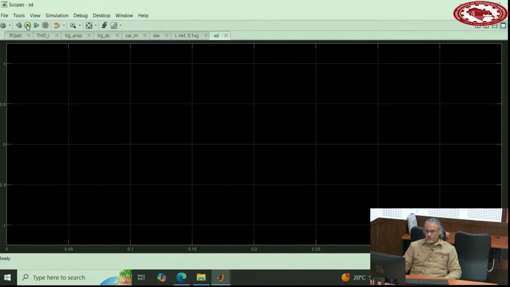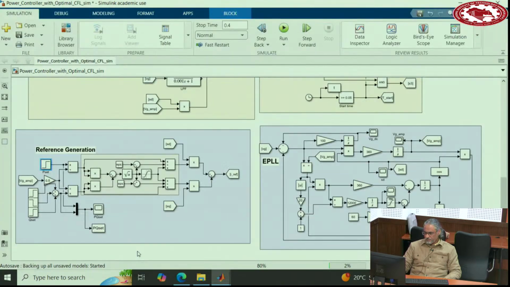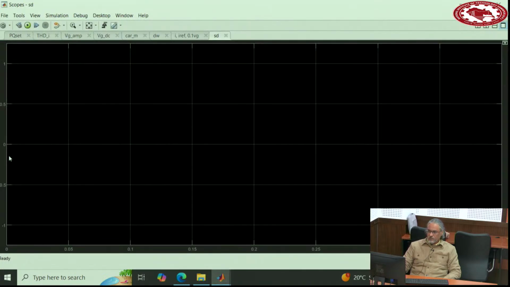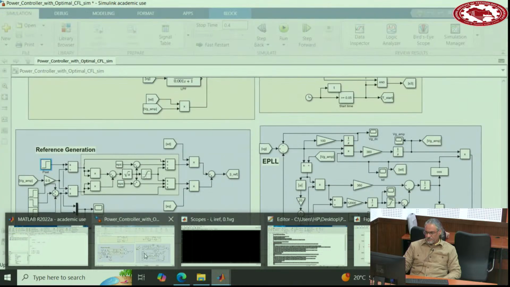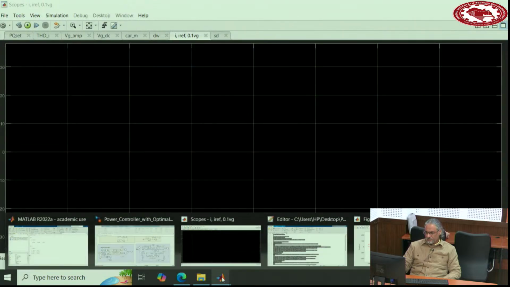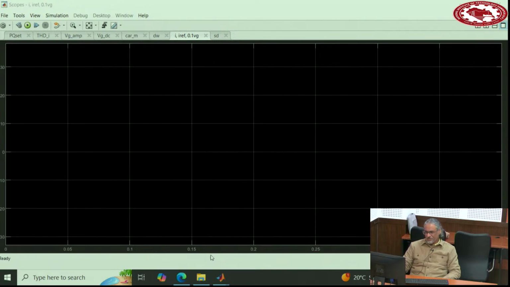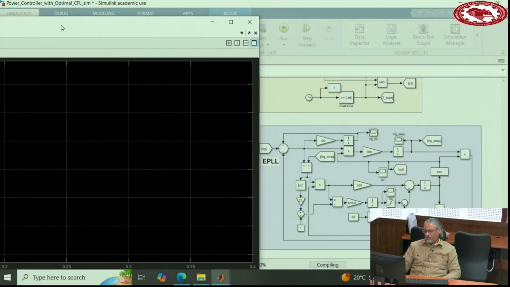Now I can run this one. Okay, it's already running. Multiple signals you can watch and see what's going on. Yeah, sometimes it takes a long time to start. It's compiling.